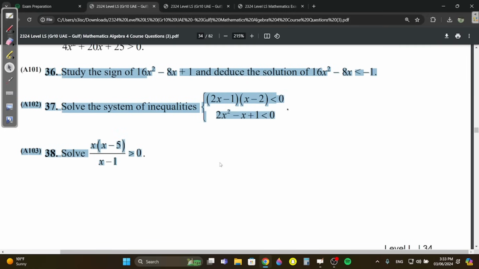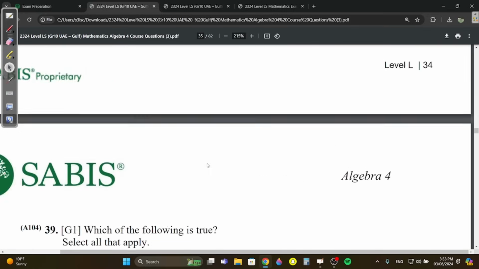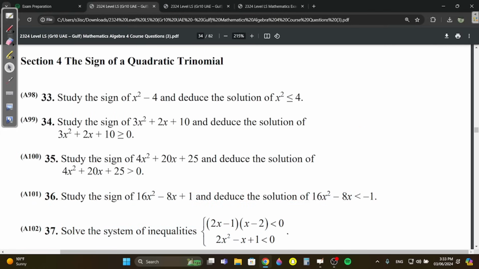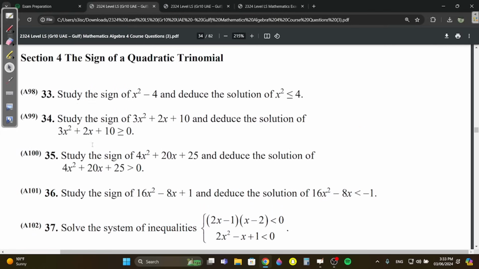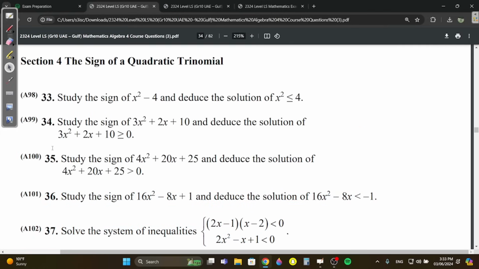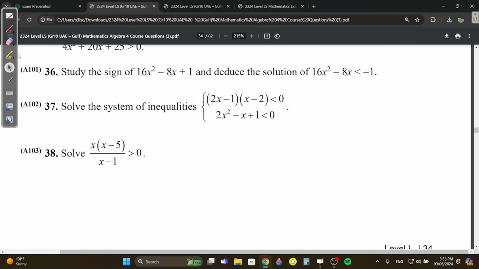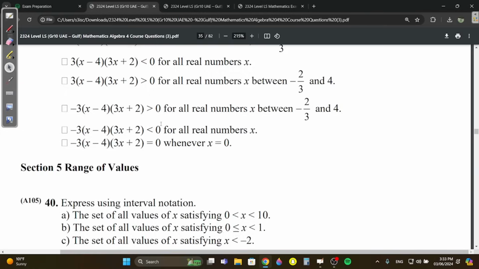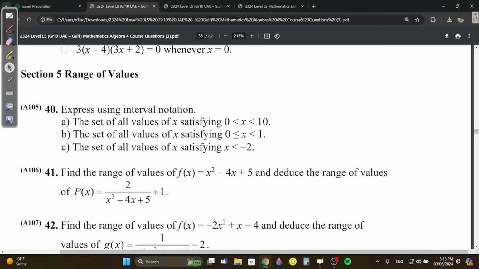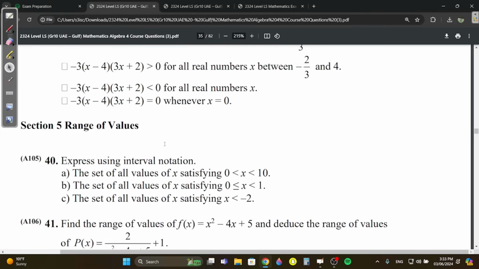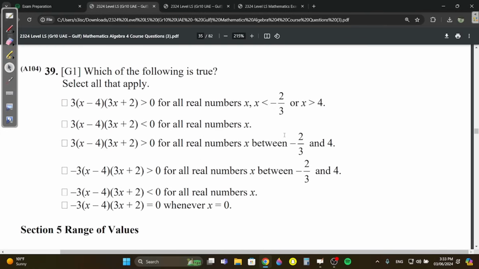I think one of these will come written. This 36 is the same as 33, 34, 35. So I'll do 36, 37, 38 because you haven't really had anything like this in the quiz. And I think she'll bring one of them. Express using it, this is not required. This we had in the quiz.